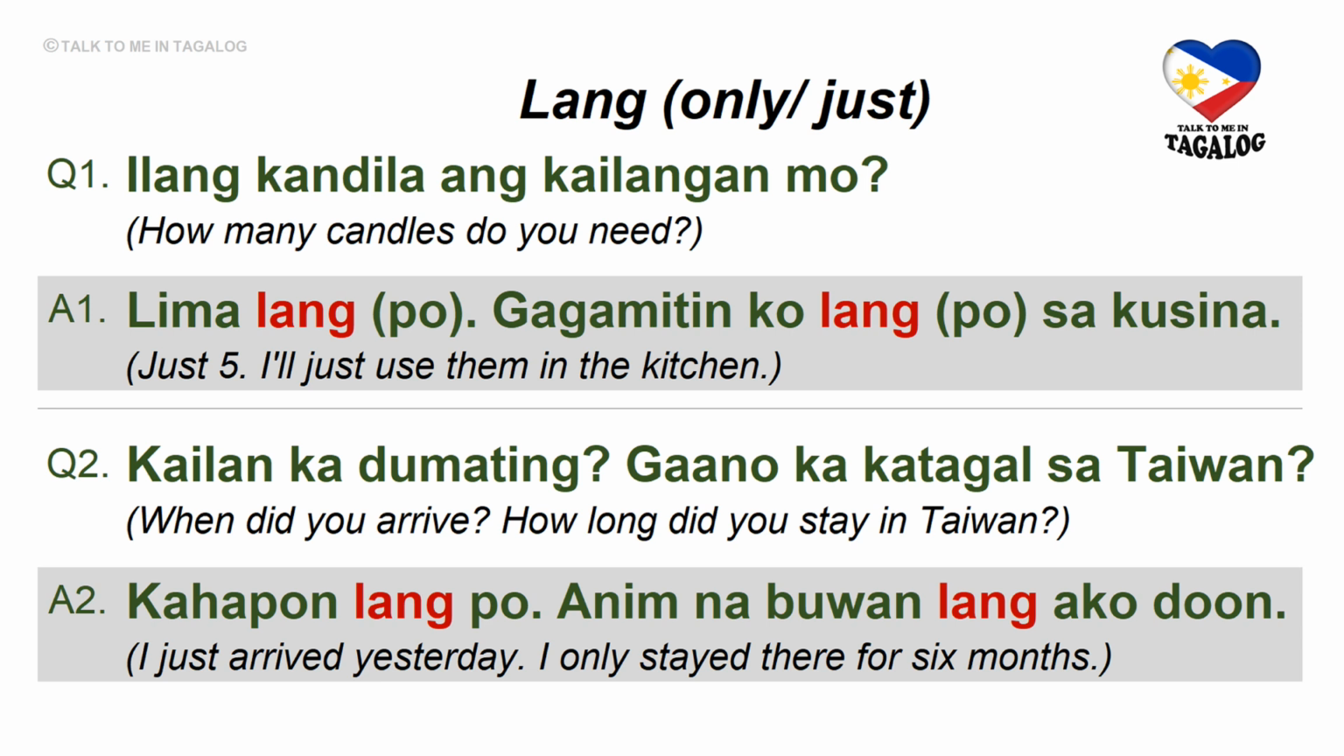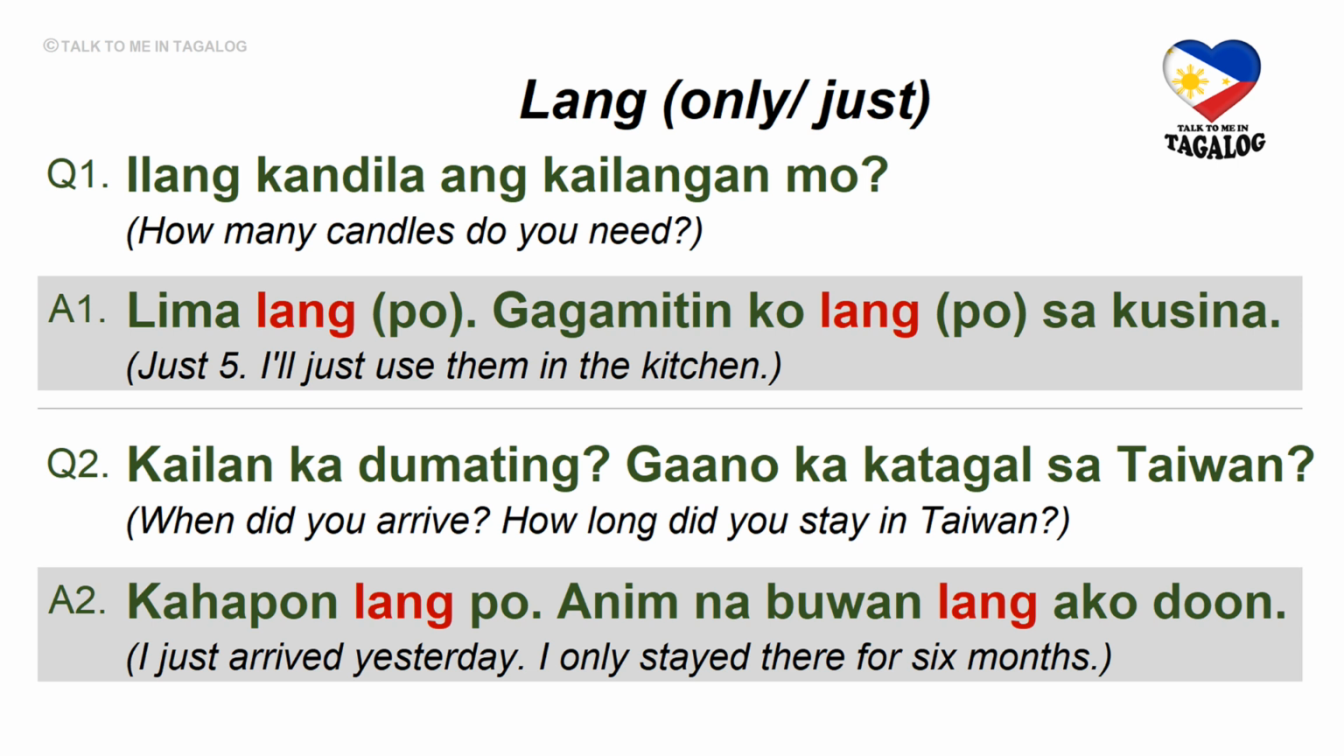Answer 1. 5 lang. But if you wanna be polite, you should say 5 lang po. Gagamitin ko lang po sa kusina. 5 means 5. So 5 lang or 5 lang po means just 5. Gagamitin is will use. Ko is I. And kusina is kitchen. Gagamitin ko lang po sa kusina. I'll just use them in the kitchen.